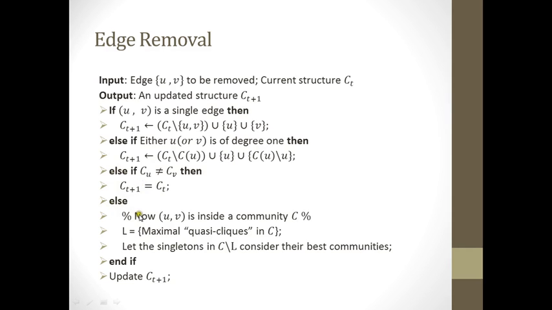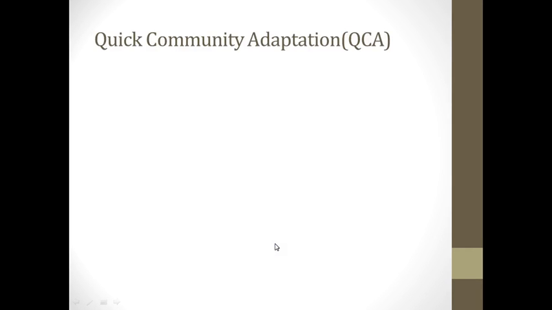But in the final case, if it is an intra-community link, then it's very complicated, as if the community is very densely connected, then it doesn't affect the community structure. But if it is loosely connected, then it might definitely lead to the splitting of the community into various networks. So in this case, we find all the maximal cliques within the community, and also we calculate the different singletons and determine the best community for them, and thus update the community structure.